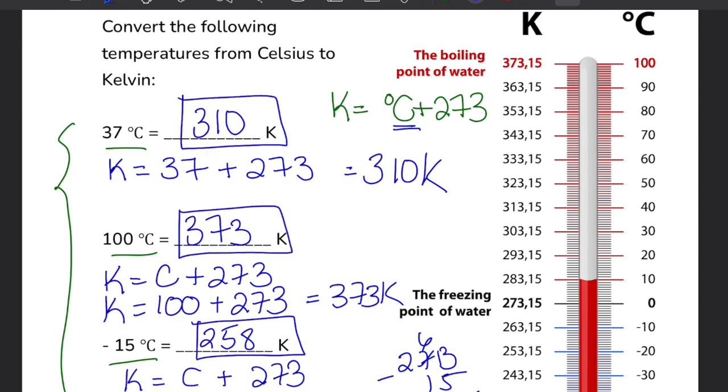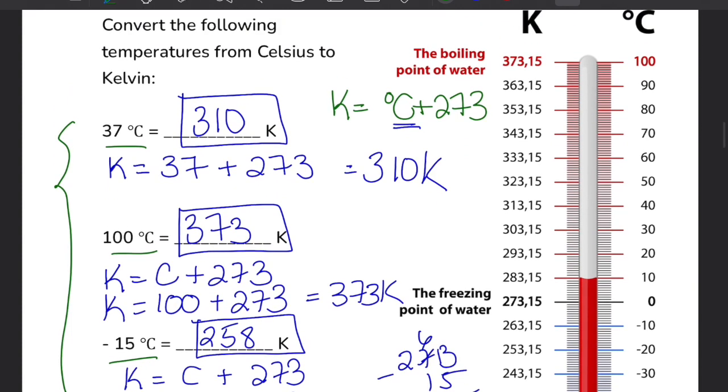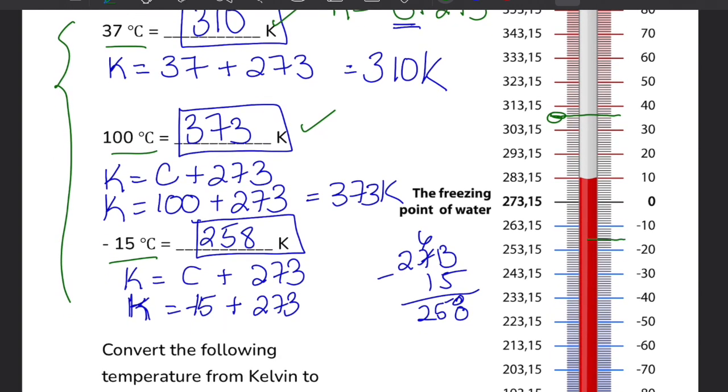And you don't have to verify on the scale, but let's just do it for fun. So let me check 37 degrees Celsius on the scale. That is around here. And yes, that makes sense. It's around 310 over here. 100 degrees Celsius, yes, it's 373. And then the last one, negative 15. Let's go to negative 15. So that's right here in the center. So that's about 258. Absolutely. We are doing a good job.